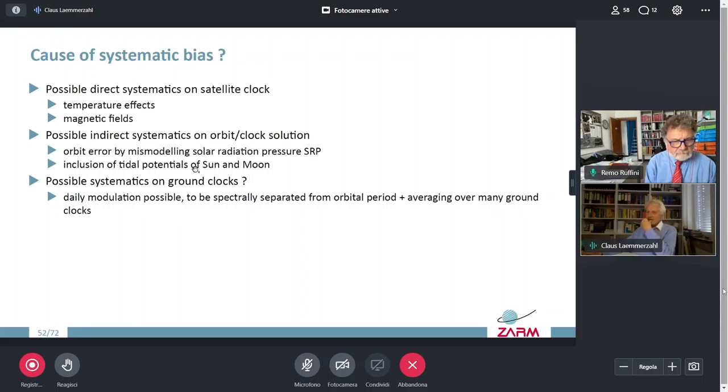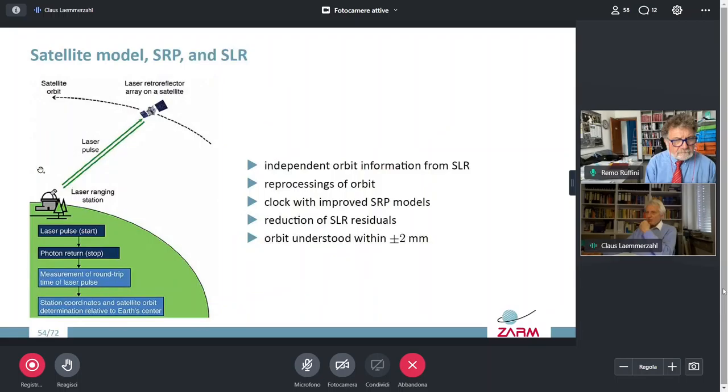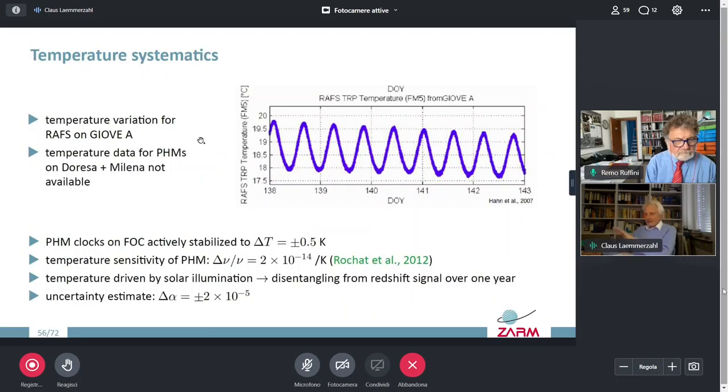And also we discussed whether there might be effects of clocks on ground. So we modeled the whole Galileo satellite in the computer, and also had a laser ranging campaign with the ESA to test our models. And everything worked out very well.